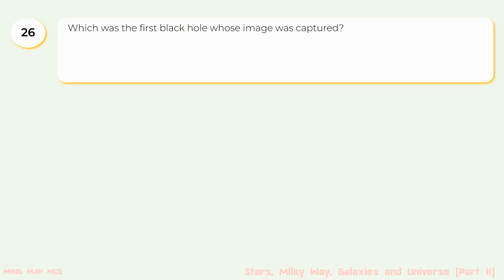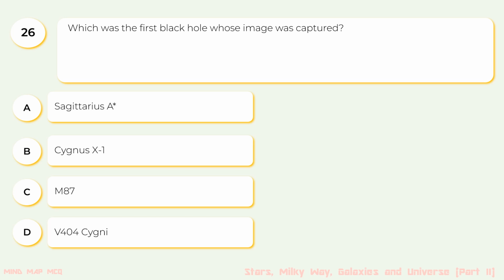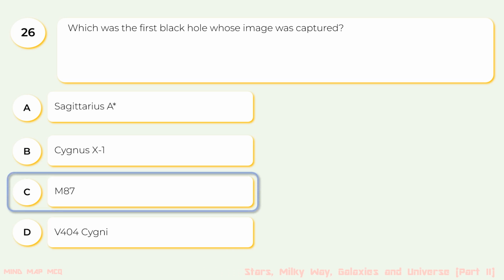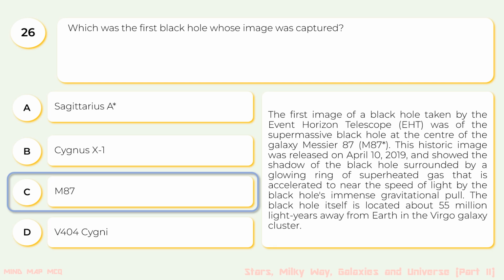26. Which was the first black hole whose image was captured? The options are A. Sagittarius A star, B. Cygnus X1, C. M87, D. V404 Cygni. The correct option is C. M87. The first image of a black hole taken by the Event Horizon Telescope was of the supermassive black hole at the center of the galaxy Messier 87.